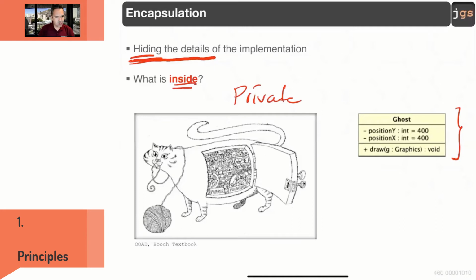This is the exterior of my class ghost. For my class ghost, something that you know that the class has is a draw. Something that you know that the class has are those variables, X and Y. I am not showing you here the method for accessing the variables, but you know that they are there.